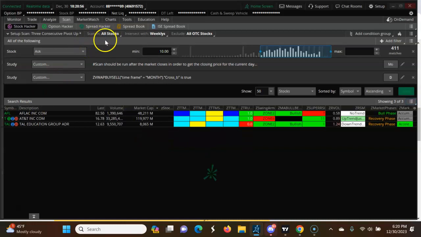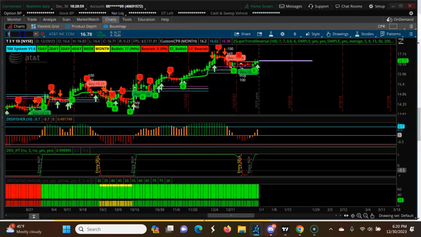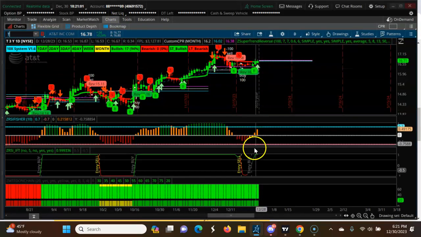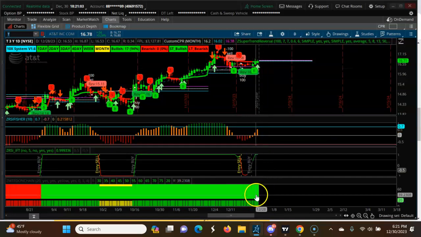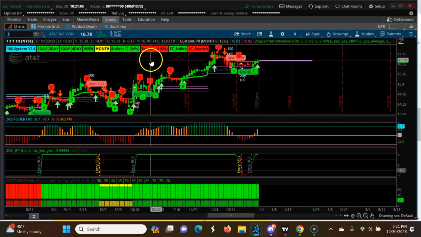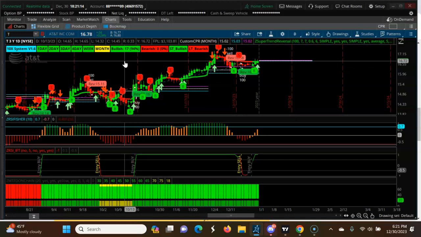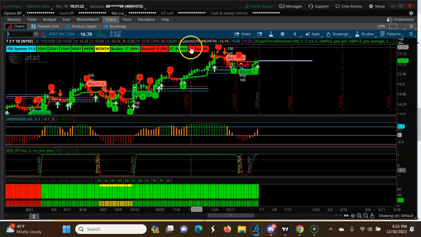Okay, let's look at these 3. First one is T. Okay, you can see a buy signal here, also up. So this is a good one to go on a bullish side. Okay, that first one is T. Long-term bullish, short-term bullish, long-term bearish.